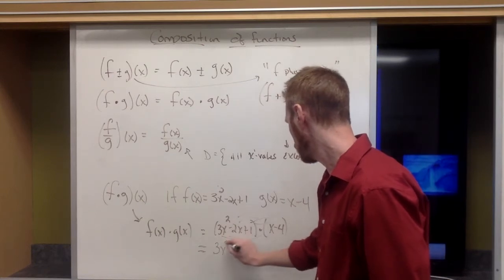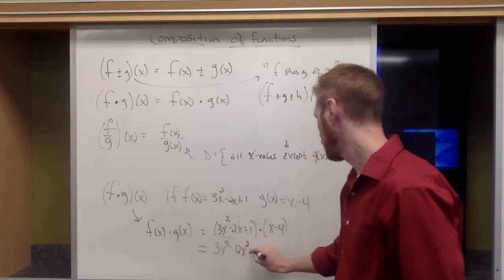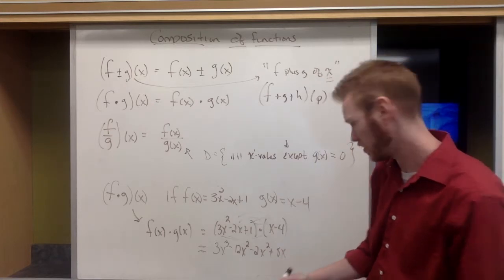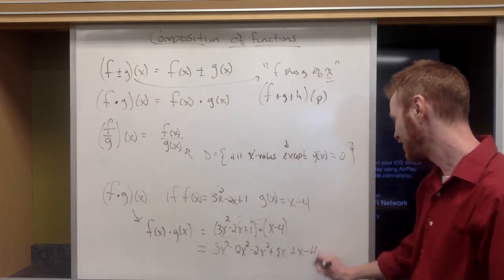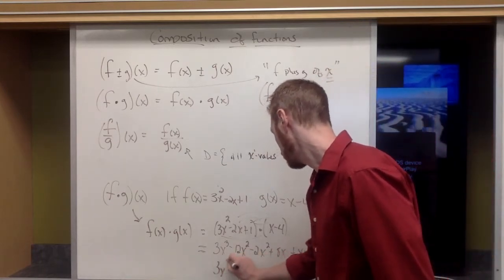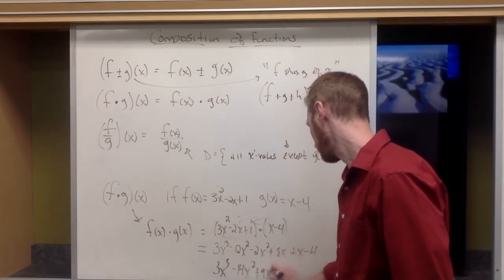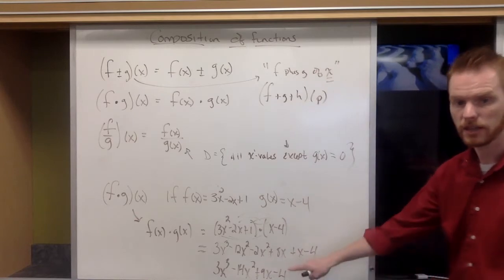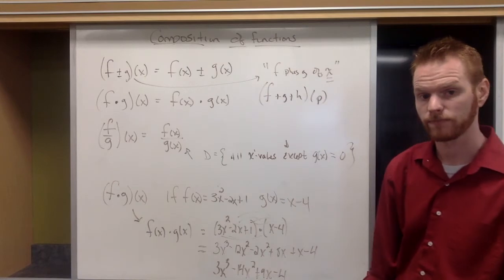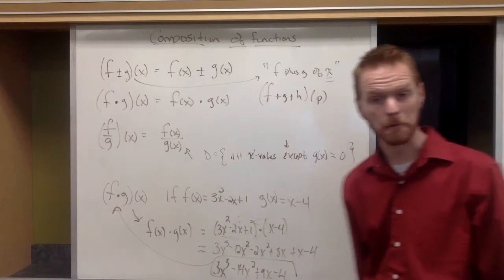We have 3x cubed minus 12x squared minus 2x squared plus 8x plus x minus 4. Combine some like terms, we would get 3x cubed minus 14x squared plus 9x minus 4 is my answer. This polynomial is what it would be if I multiply those two functions together. So this equation right here represents f times g of x, okay?